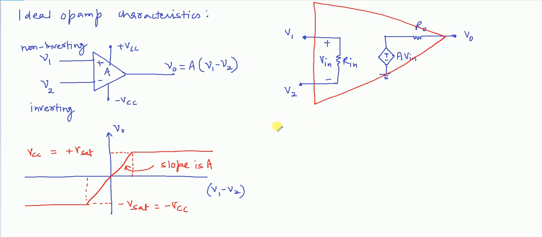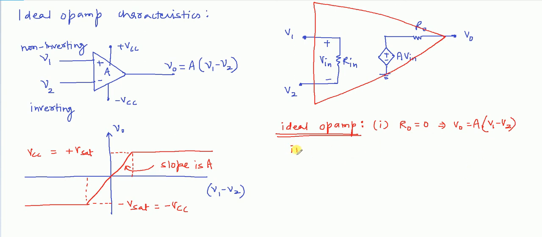Now for ideal OPAMP, this output resistance is 0. See, if this output resistance is 0 or short circuited, then we can directly write output voltage as A V in. V0 is A V in. And what is V in? V in is V1 minus V2. Voltage at non-inverting terminal minus voltage at inverting terminal.